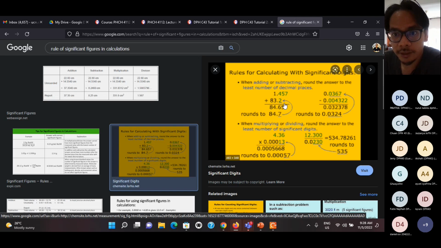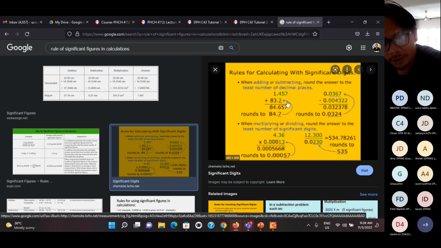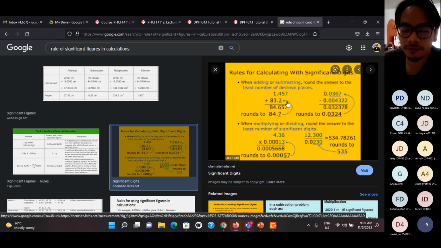So kalau kamu nak report the final answer, kamu kena report dalam the least number of decimal places. So kamu kena bundarkan jadi titik perpuluhan yang paling sikit dalam data kamu. So kamu tengok balik the data that you have and the least number of decimal places, titik perpuluhan yang adalah 1. So kamu kena report kepada 1 titik perpuluhan. Okay, the purpose of significant figures, significant digits, kamu nak report truthfully. Okay, that's the purpose of significant figures.